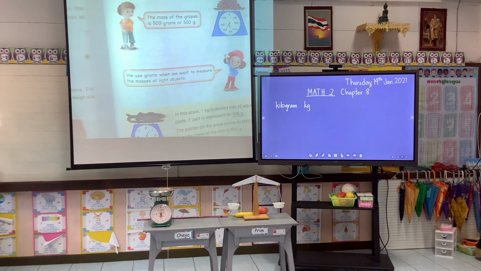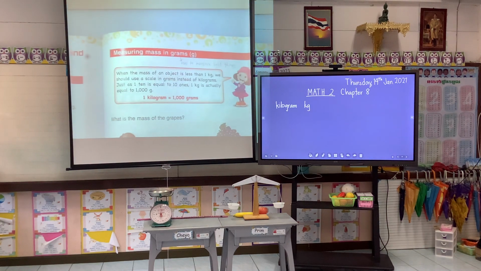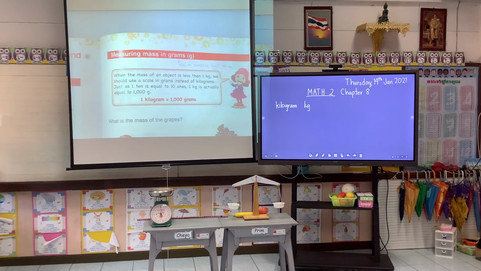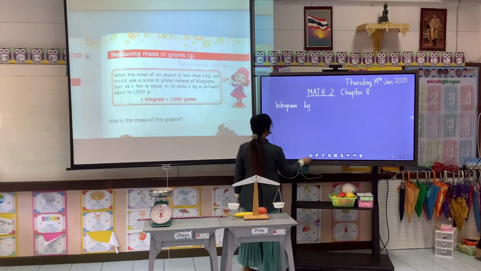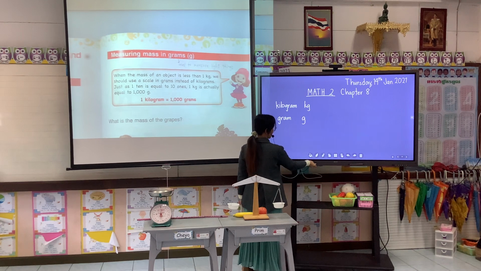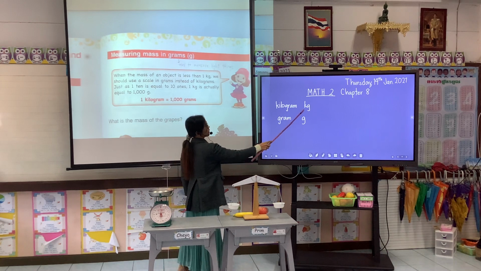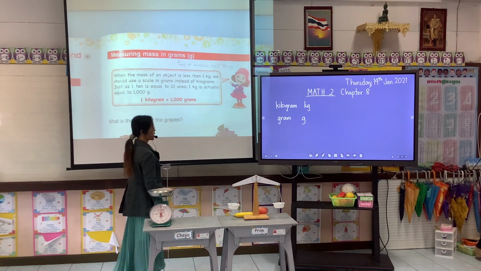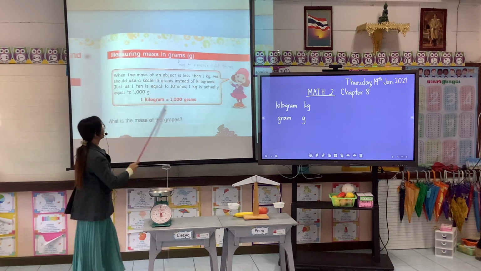Next, measuring mass in grams. The abbreviation for gram is g. When we abbreviate words, we usually use small letters. So gram is also known as g, the abbreviation.